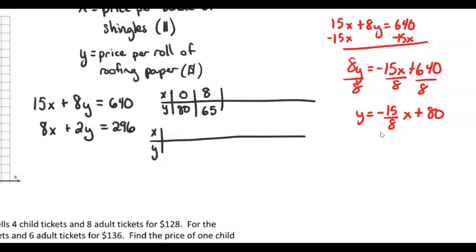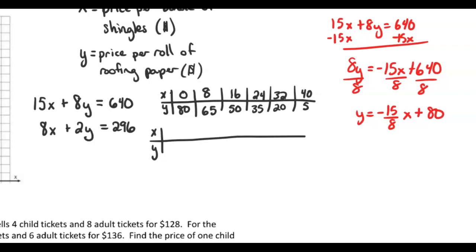If you plug in 8 for x, you get 65. Plug in 16, you get 50. Plug in 24, you get 35. Plug in 32, you get 20. And 40, you get 5. I'm not going to keep going because 48 gives me a negative number, and it doesn't make sense to have a negative amount of roofing paper.